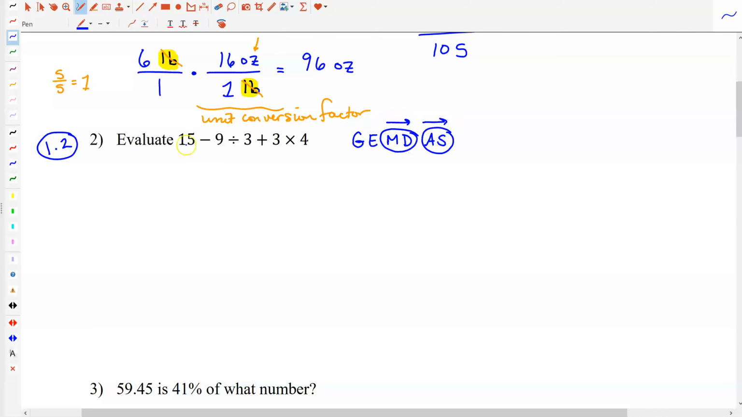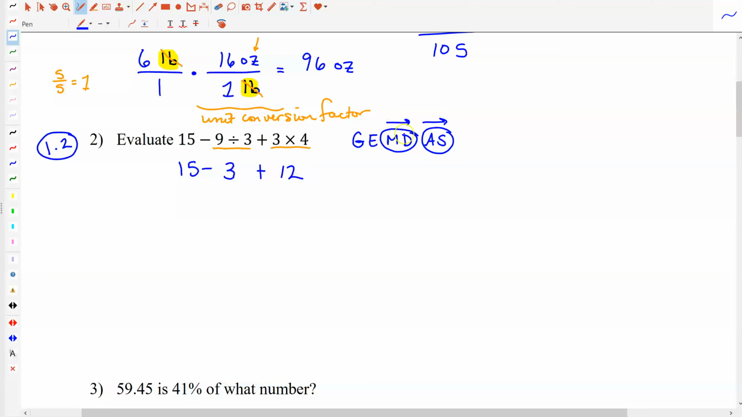So looking at the problem, 15 minus 9 divided by 3 plus 3 times 4. I don't have any grouping symbols and I don't have any exponents. I do have some multiplying and dividing, so I have some dividing here and some multiplying here. Because those operations are separated by this addition sign, we could attack both of them together. I'm going to carry down the 15 and the minus, but 9 divided by 3 is 3. I'm going to carry down this plus sign, and then 3 times 4 is 12. So that would be my next line of work, taking care of my division and my multiplication.